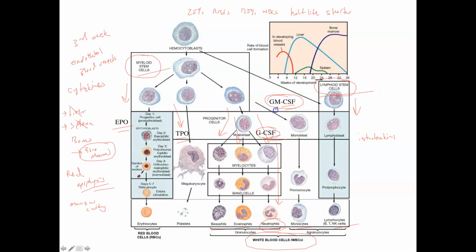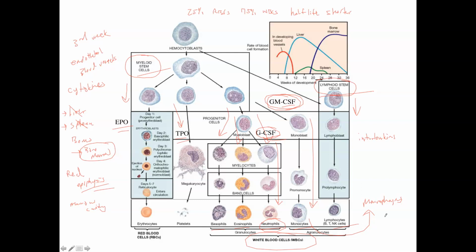GM-CSF, so this colony-stimulating factor, is important for the production of the monocyte lineage. And it turns out that monocytes are the precursors to macrophages. So this is an important lineage for white blood cells because this is where we get our macrophage cells from, and macrophages obviously are involved in things like phagocytosis. So again, they're helping us in the immune system to fight off a variety of pathogens.